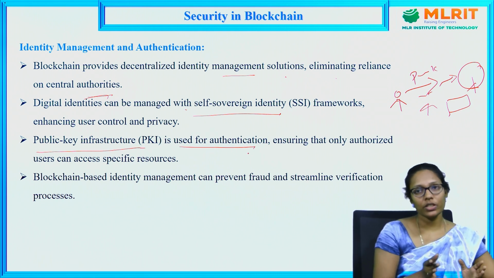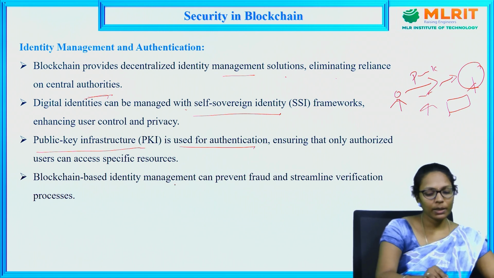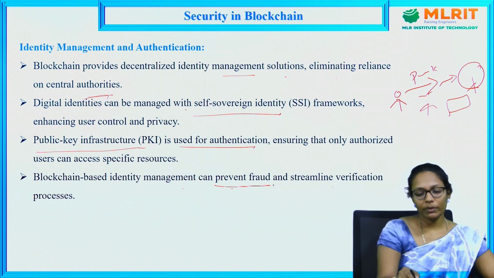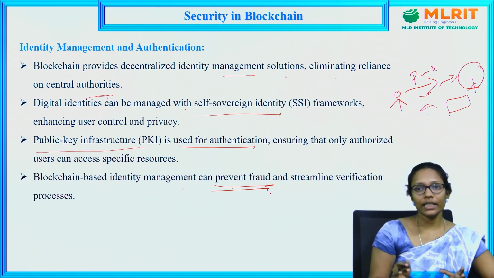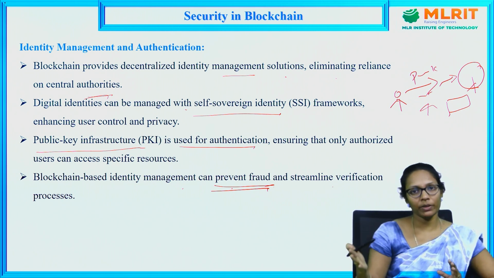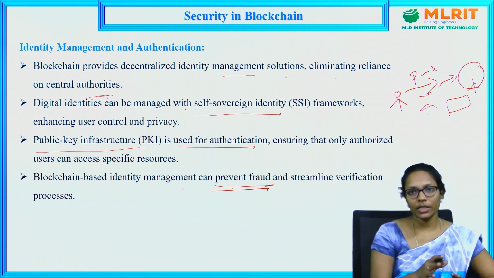Public key infrastructure is nothing but where we are using the public key as well as the private key. So blockchain-based identity management can prevent fraud and streamline the verification process. We can prevent fraud as it is a very lengthy key. No one can hack that, no one can get the information easily, and it streamlines the verification process. Generally, if I want to log into a Gmail account or any other account, we have a lengthy process. Lengthy in the sense that the server already has existing details, and our details will be compared with the server details. If it matches, then only I am able to log into my account. But here, the verification process will be very simple in blockchain.